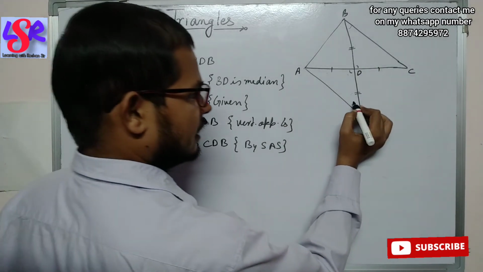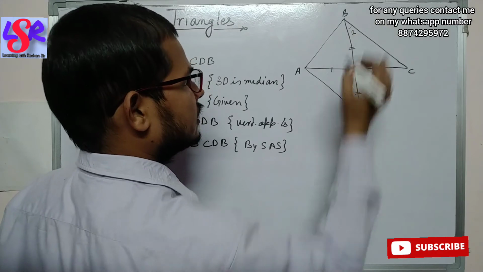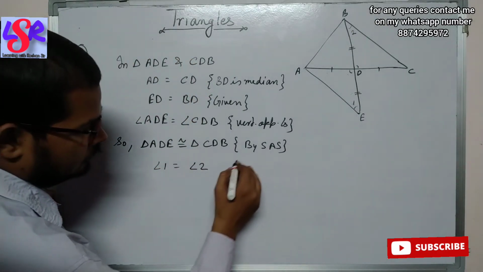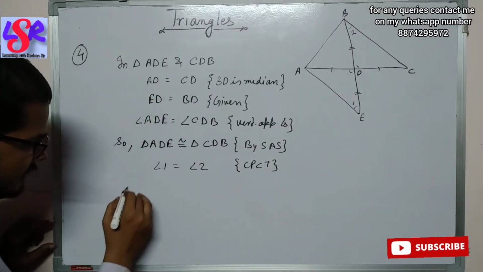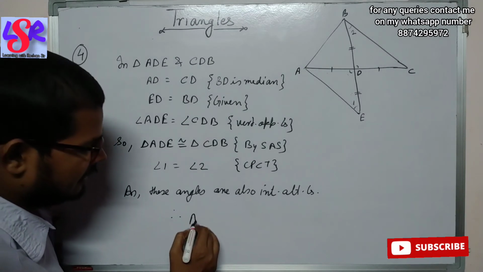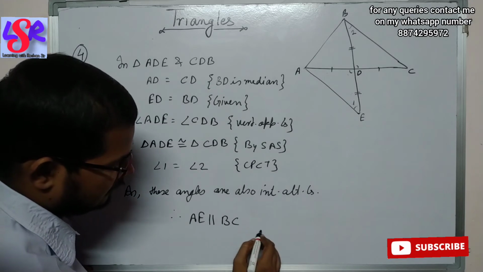Now let's number these angles as 1 and 2 respectively. So angle 1 equals angle 2 by CPCT. And as these angles are also interior alternate angles, therefore this AE is parallel to BC. Hence proved.